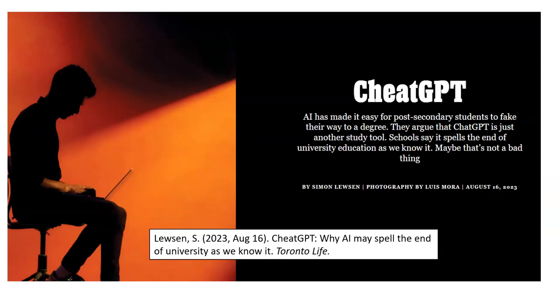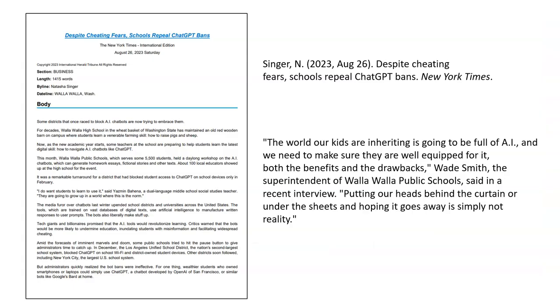So I clicked on news and I found this article. It's in Toronto Life: ChatGPT, YA may spell the end of university as we know it. Oh my God. But it's citable, it's usable. Critically thinking, is it appropriate? Is it scholarly? Can I use it for my assignment? These are questions you should ask yourself.